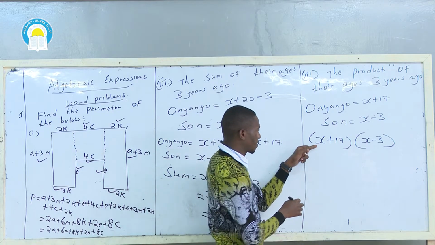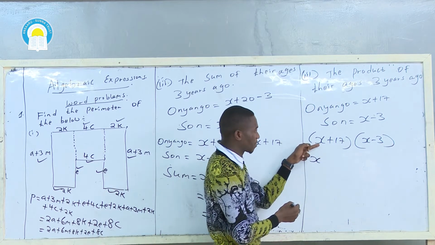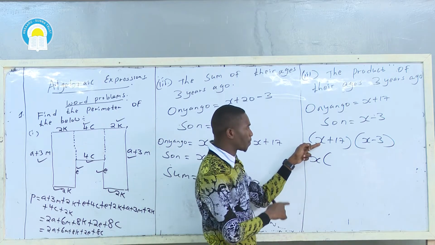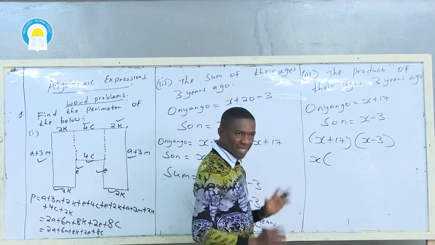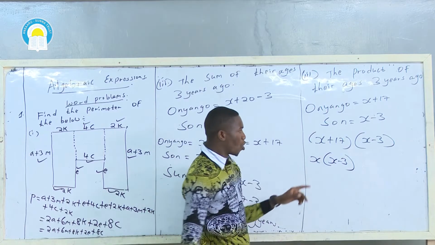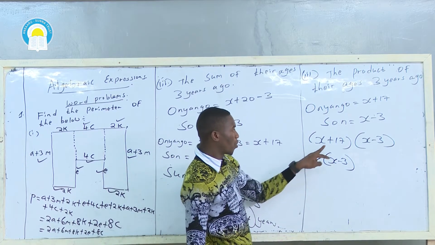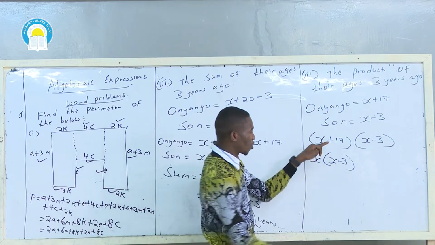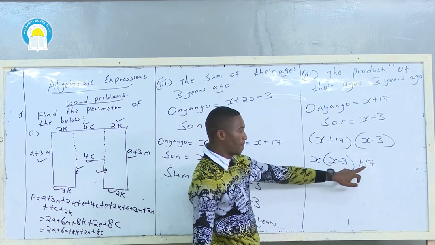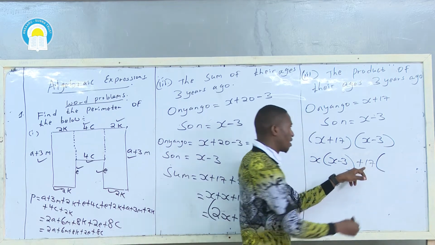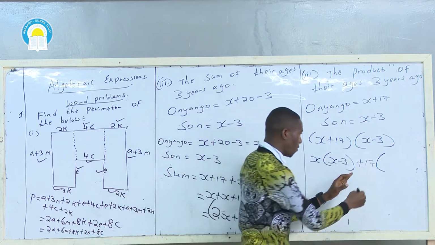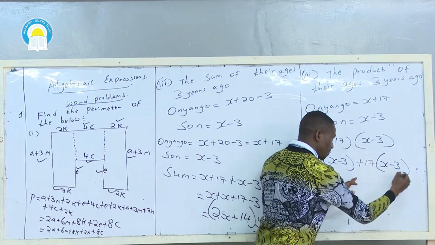So here we are having x. I will write x from the first bracket. Immediately you write the first number, you open bracket, then you write the second bracket the way it is, x minus 3, then you close. When we took x from here, we were left with positive 17. So I will write positive 17, or rather some students will always say plus 17. Open bracket, then the second bracket, you copy it the same way you had copied it before. That is x minus 3.